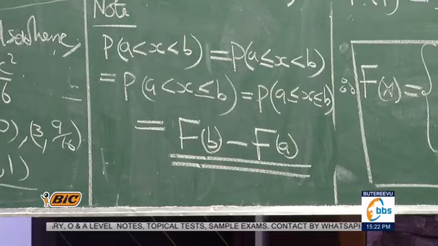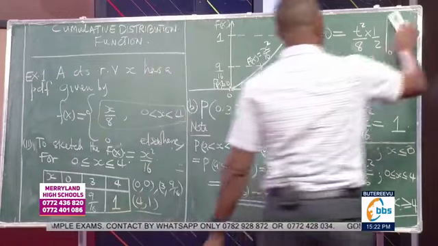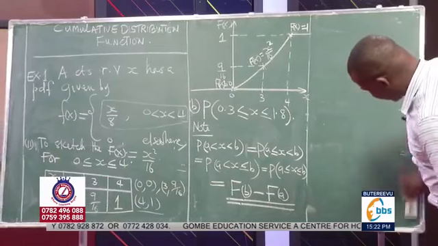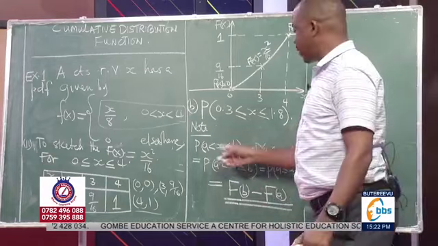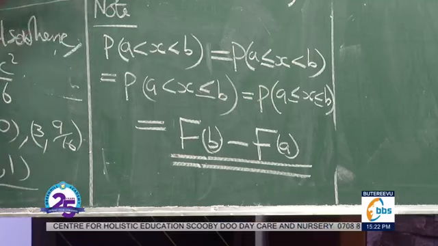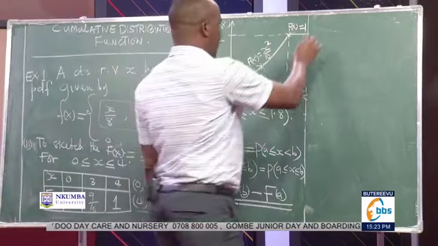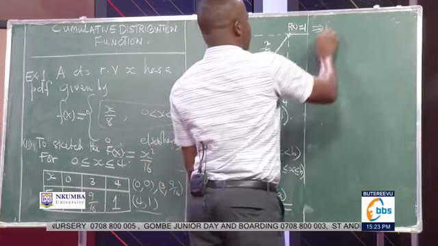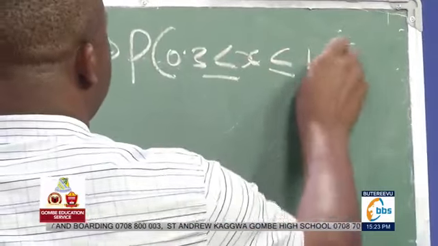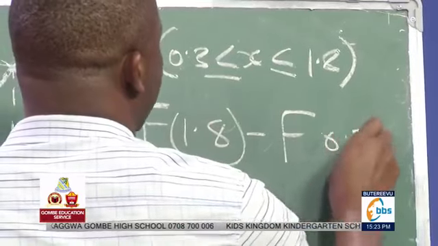So what do you need to know? You simply need to know this expression. Once you know that for a cumulative distribution function, the probability of any two given limits is the same as the subtraction of the upper range given minus the lower range given substituted in the cumulative function, then we can say that P of 0.3 less than X less than 1.8 is going to be the same as F of 1.8 minus F of 0.3.